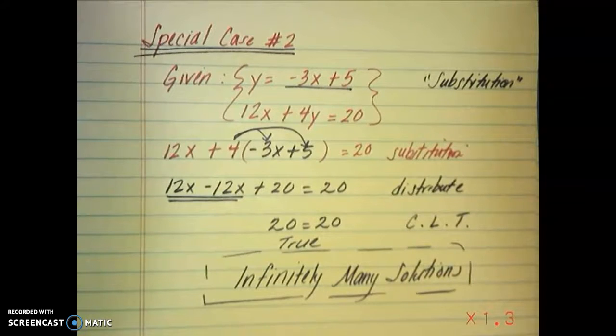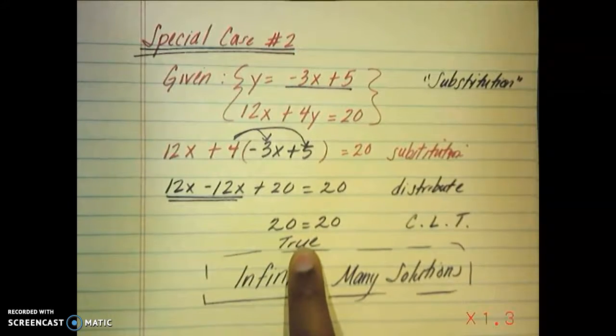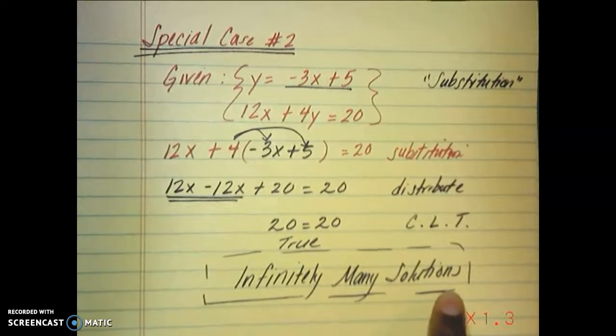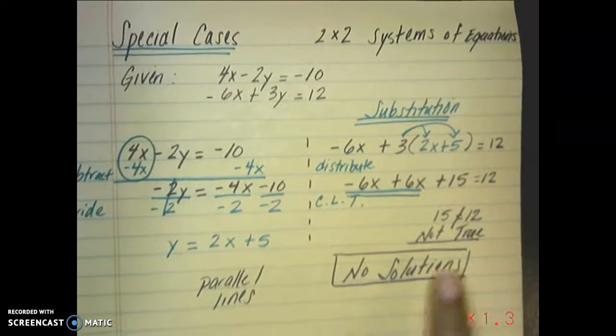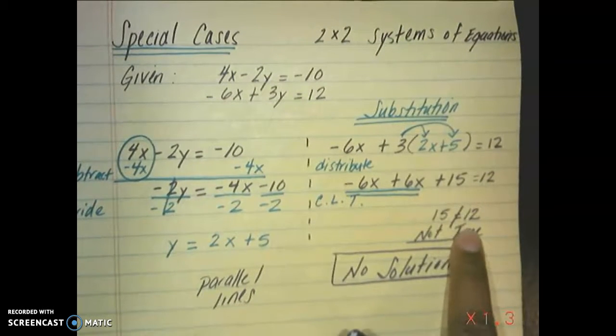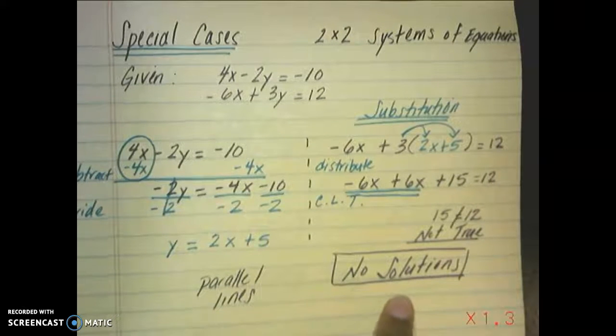It will come up on the practice that you're doing, so don't be alarmed. If you come up with a true statement, 20 equals 20, you can stop right there. You have infinitely many solutions. If you come up with a statement like our first example where 15 did not equal 12, that's not true. That means that system of equations has no solutions.